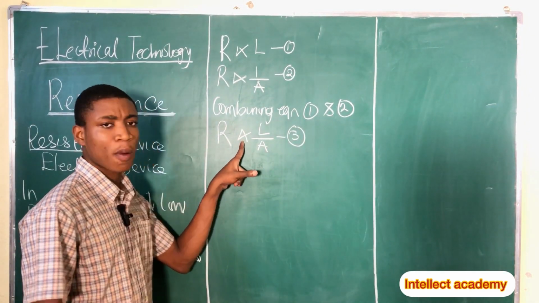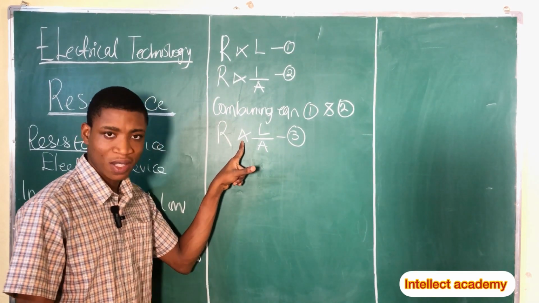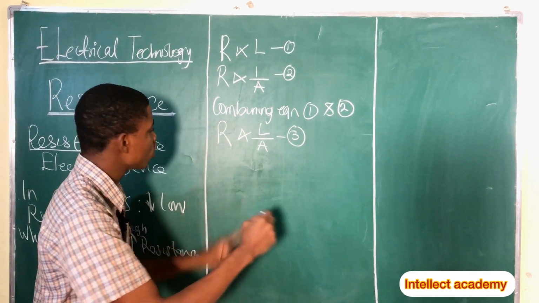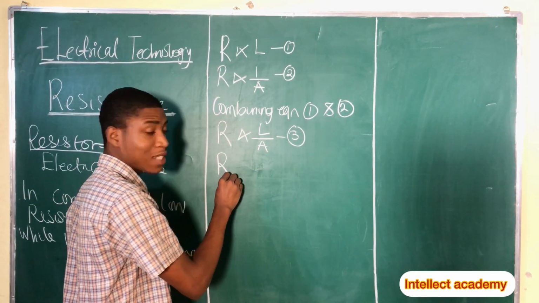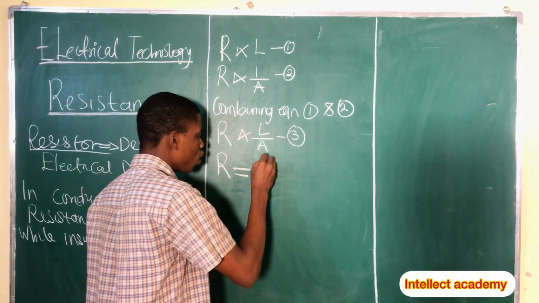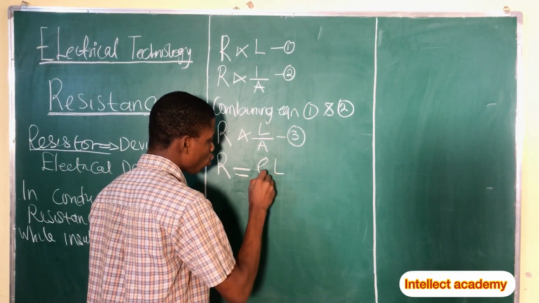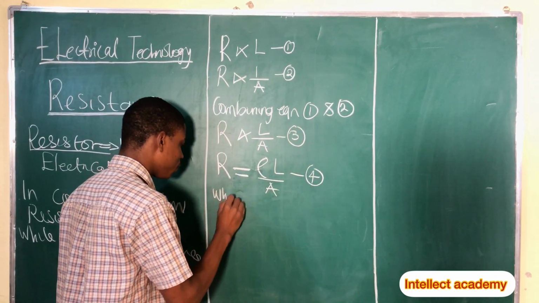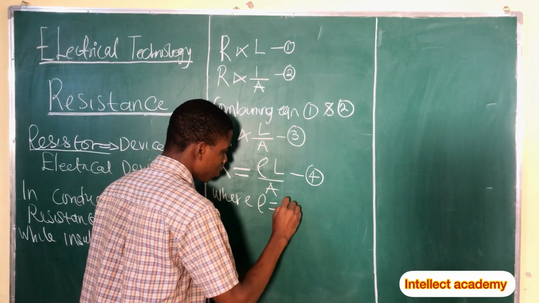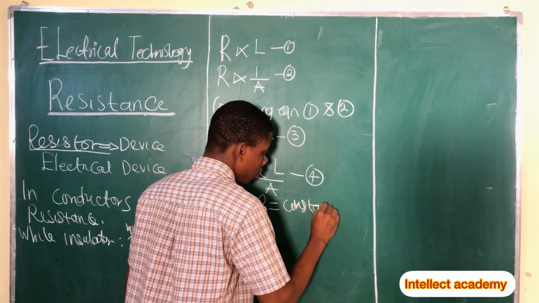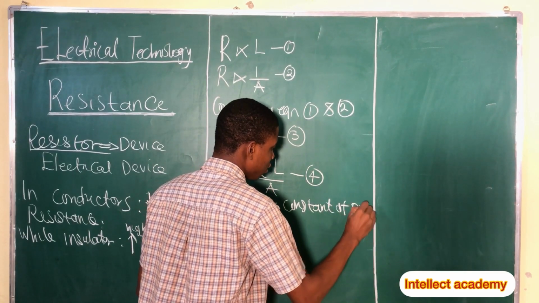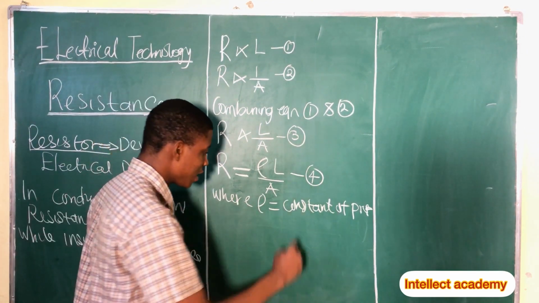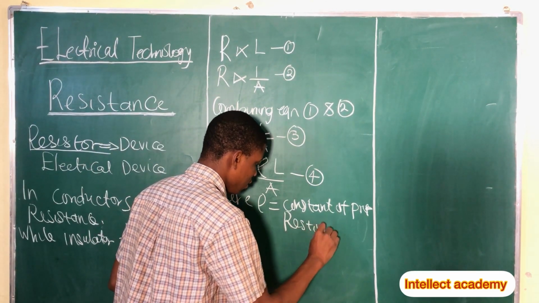If we remove this proportionality sign and bring an equality sign, anytime we do that, we introduce a constant to the right hand side. So we have that the resistance is equal to a constant multiplied by the length over the area. So let's call this equation 4, where this is called the constant of proportionality, also known as the resistivity.